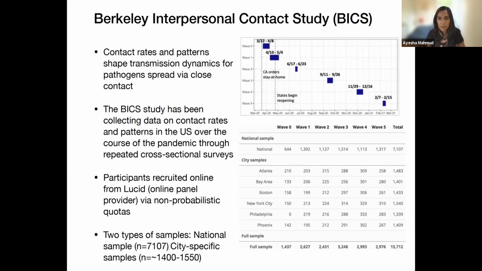The city samples, I'll show some results from those. The definition of a city is a little different from what we might think about it. It's defined by Lucid. It's sort of a marketing term. I think it's called a DMA, which is a marketing advertising area, but basically it's a city plus a little bit around the city. So those are our city-specific samples, and we ask the same questions to both our national sample and the city-specific sample.